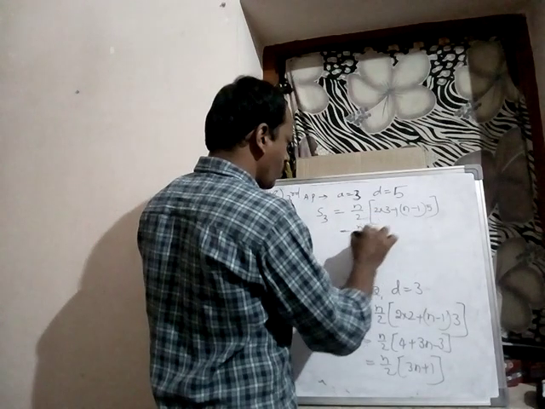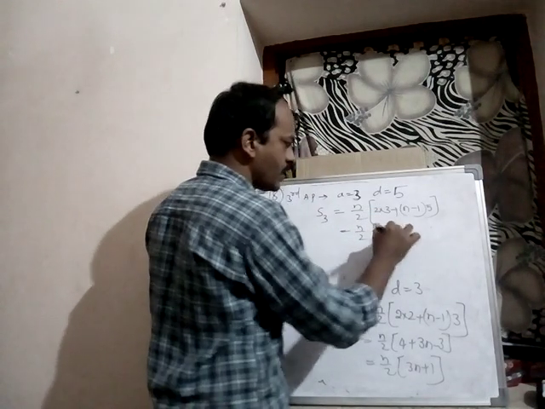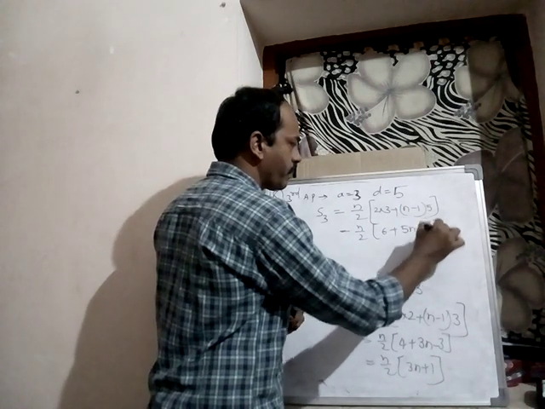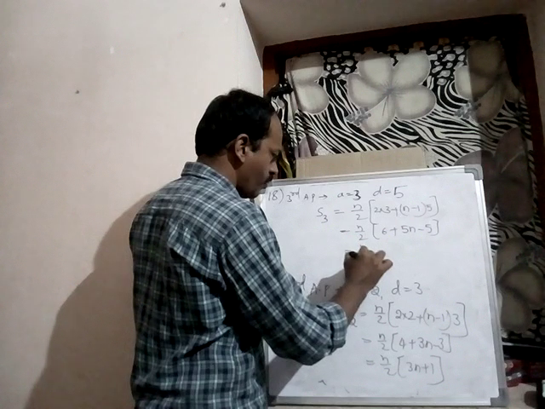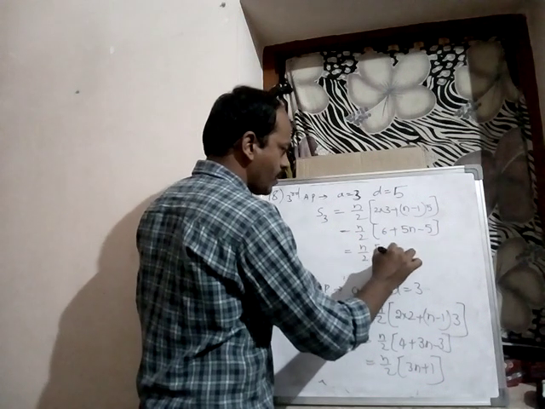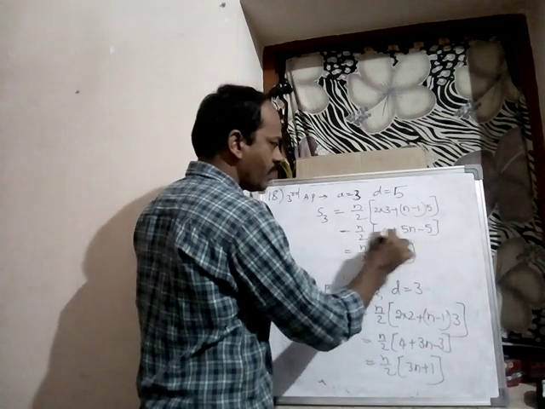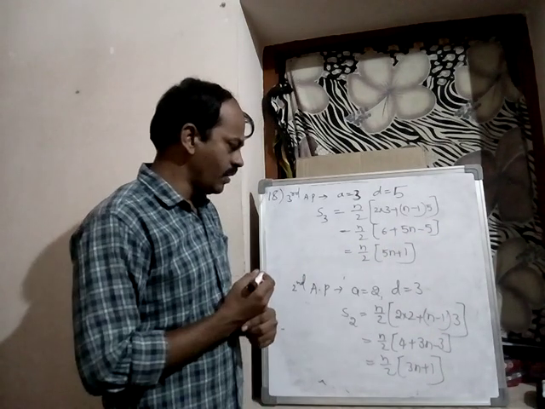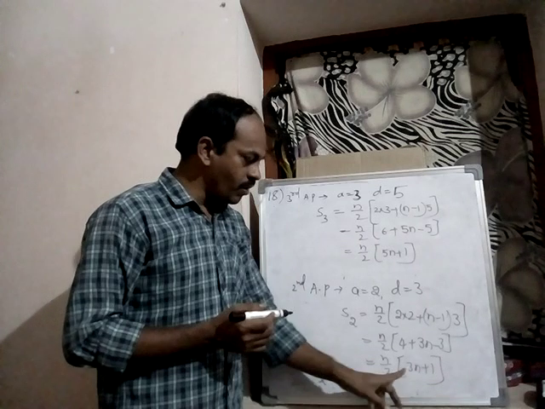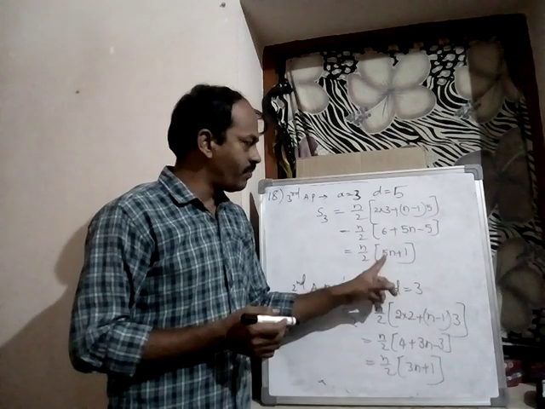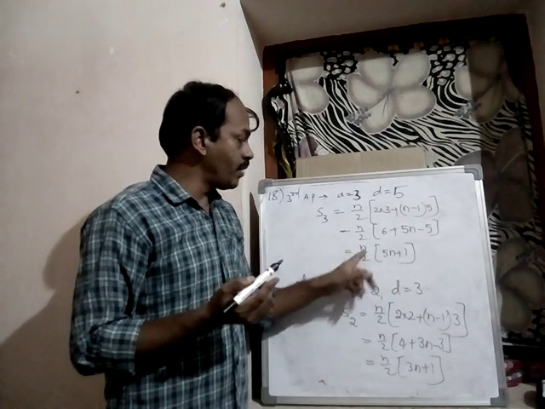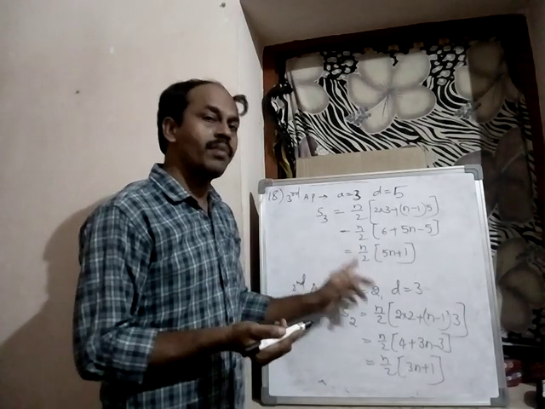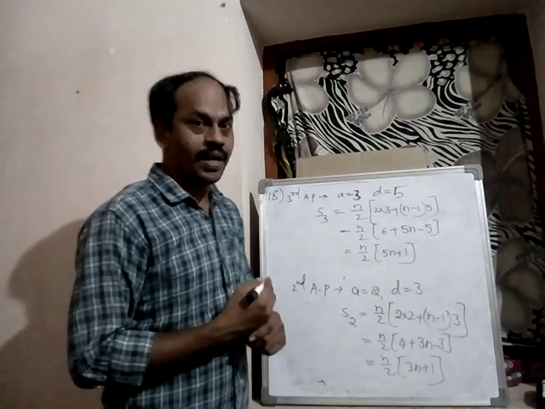So n by 2 of 6 plus 5 into n, that is 5n minus 5, and 6 minus 5 is 1 only. So n by 2 of 5n plus 1. Here S2 is n by 2 of 3n plus 1, S3 is n by 2 of 5n plus 1, the next one is n by 2 of 7n plus 1, after that n by 2 of 9n plus 1. That form is there.